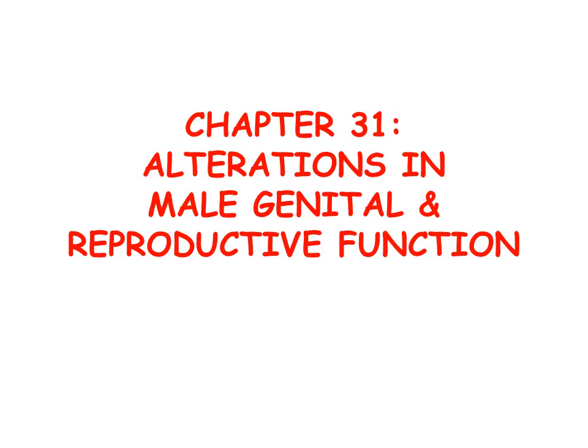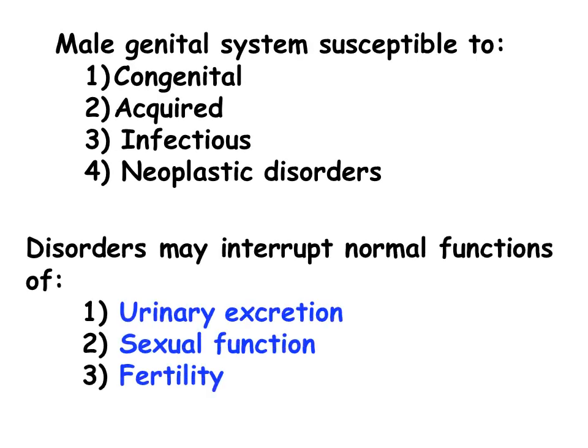Now that we know, very generally, of course, the anatomy and physiology of the male reproductive tract, we can talk about alterations that can occur. And we can kind of summarize it by saying that the male genital system is susceptible to the following congenital disorders, not so surprising, either acquired or infectious disorders, and even some neoplastic disorders. Well, when these occur, what's going to happen? It's going to affect urinary excretion, sexual function, and fertility, because that's the purpose of the genital urinary tract.